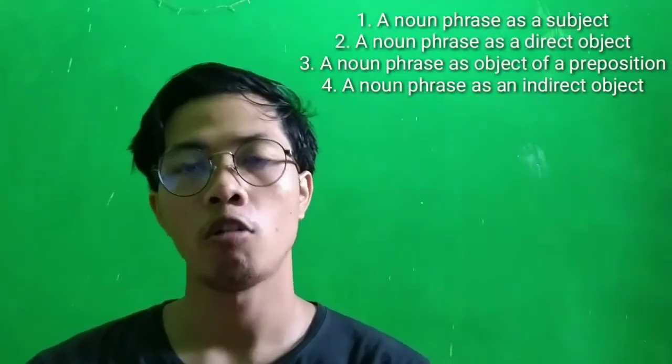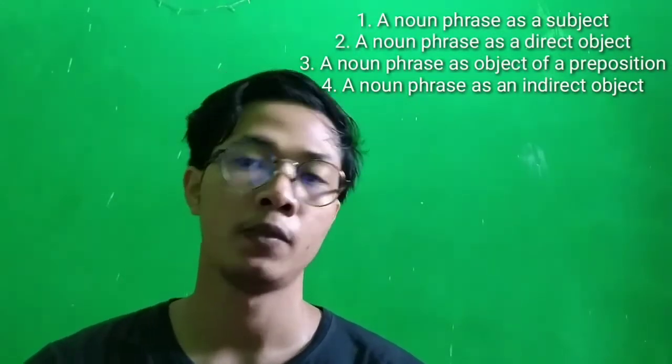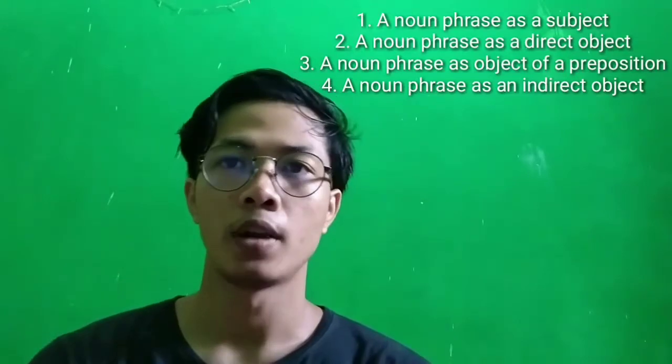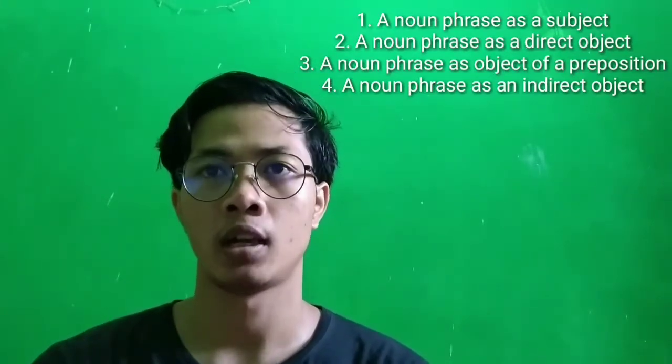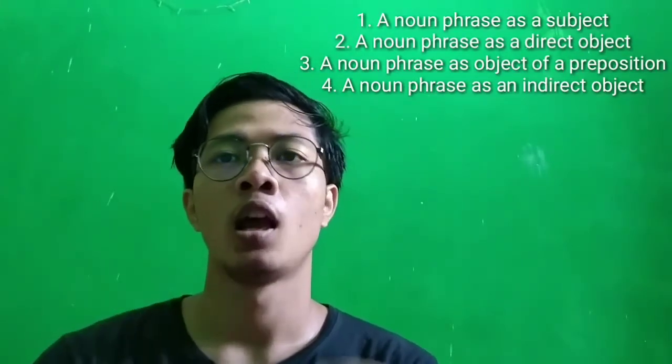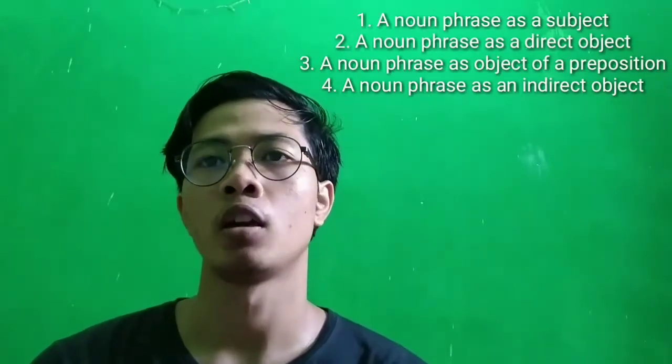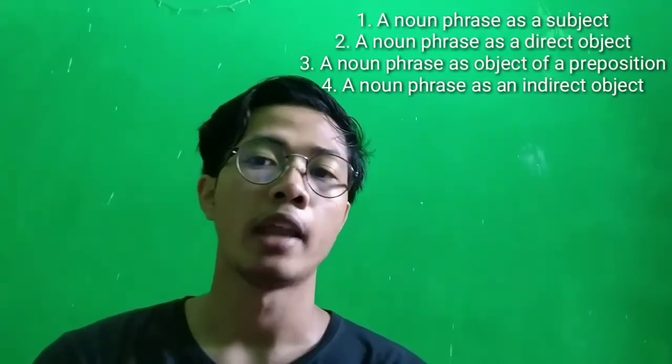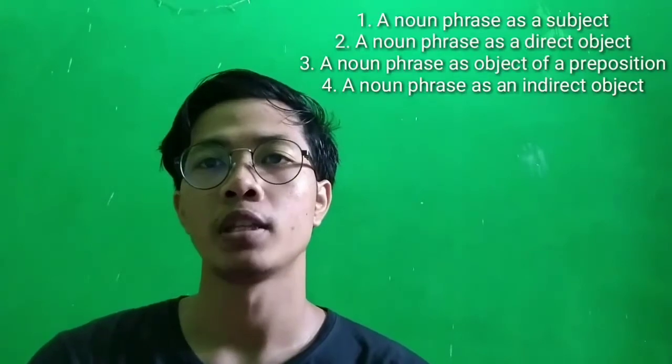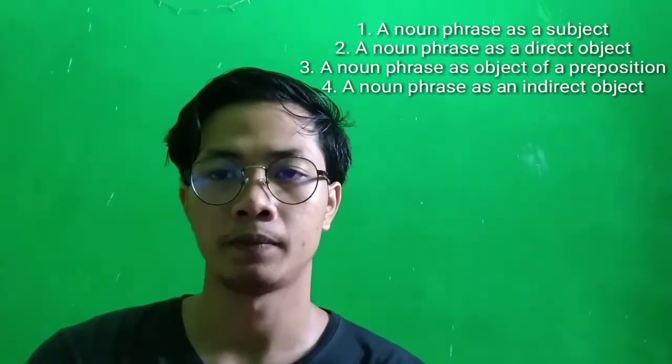Okay, next, this is the function of noun phrase. There are 4 functions of the noun phrase. The first is a noun phrase as a subject. Second, a noun phrase as a direct object. The third, a noun phrase as an object of a preposition. And the last, number 4, a noun phrase as an indirect object.